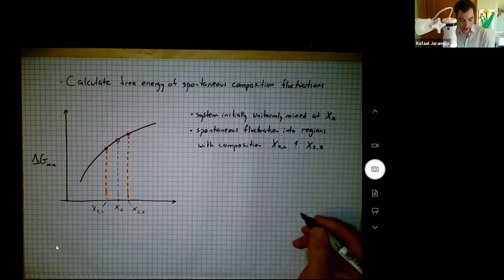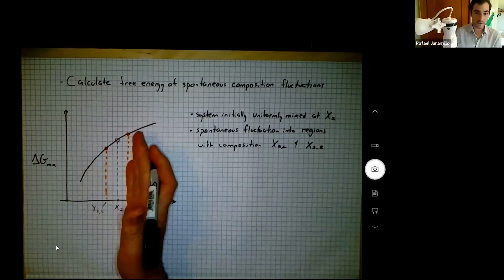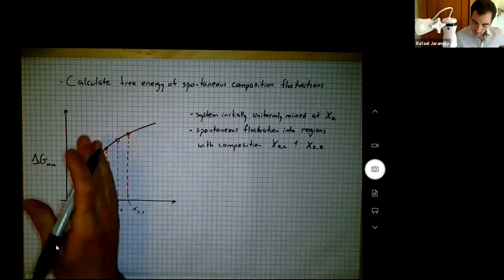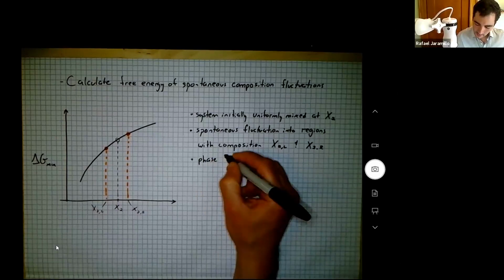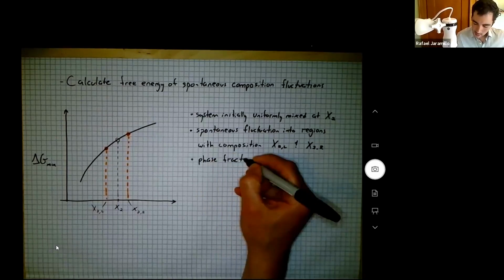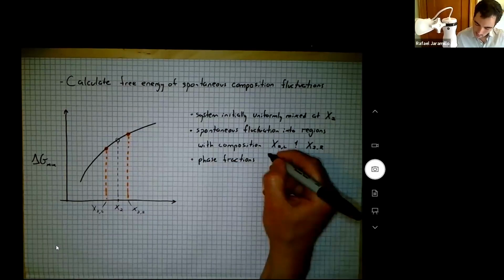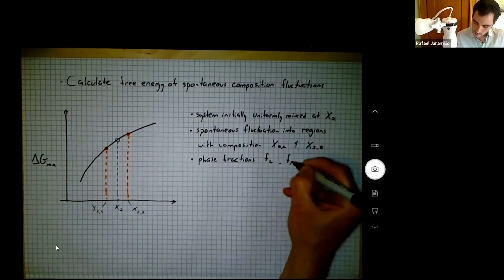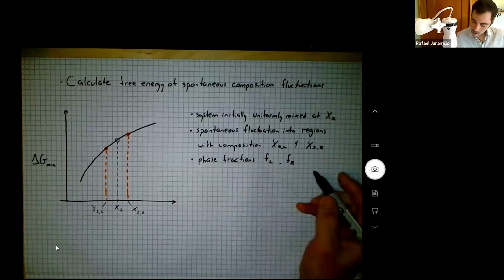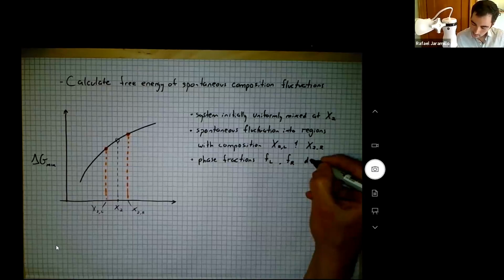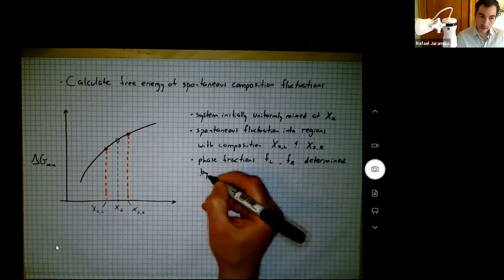Okay, how much of each material is there? How much of this composition is there and how much of this composition is there? That's determined by the phase fractions. I'll come back to this in a minute. Let me just get this down on paper. The phase fractions, that is what fraction of the system is at the left composition and what fraction is at the right composition, they're determined by the lever rule. So we're previewing a little bit here what you're going to be reading and working on in the PSET.